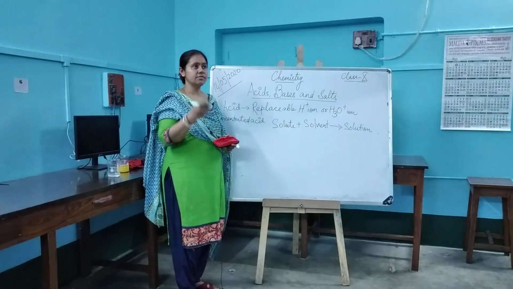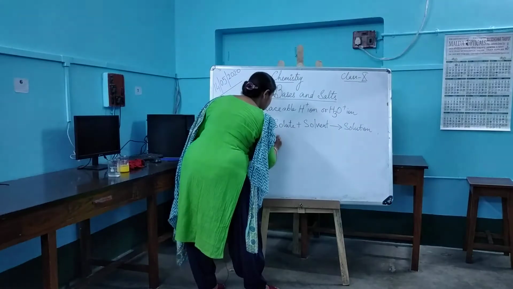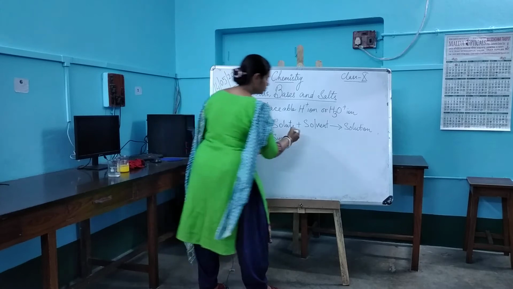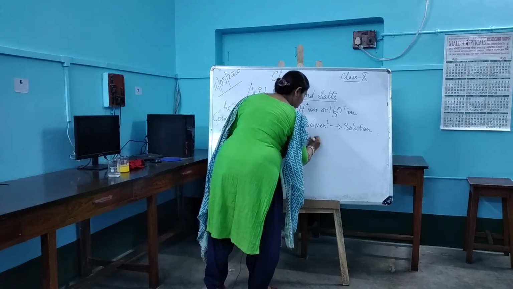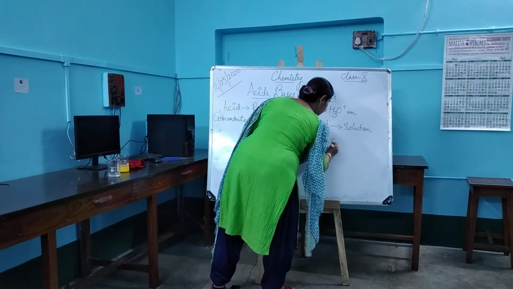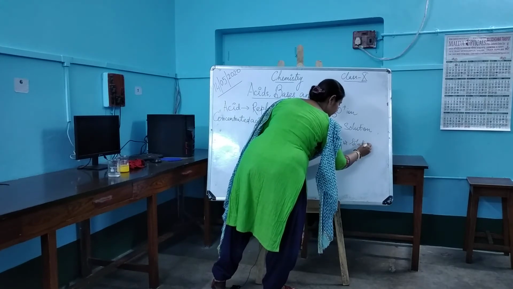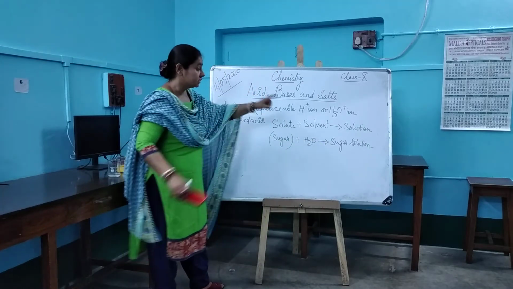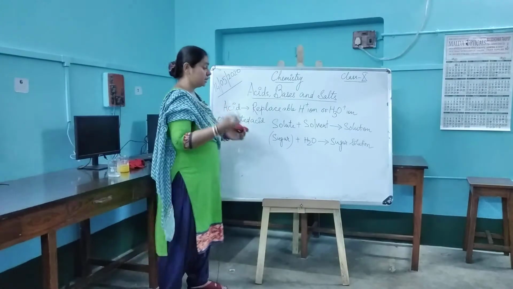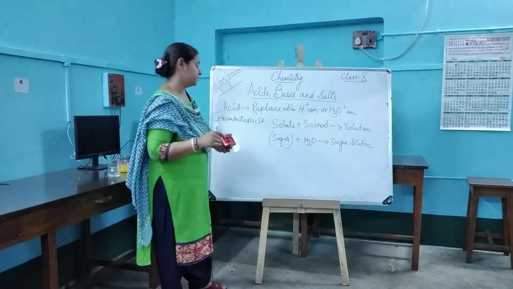Suppose I have a spoon of sugar and a glass of water. Sugar is your solute and water is your solvent. So what will I have over here? I will have sugar solution as a result of it. Now, this sugar solution may have two types of concentration. Let us see how.